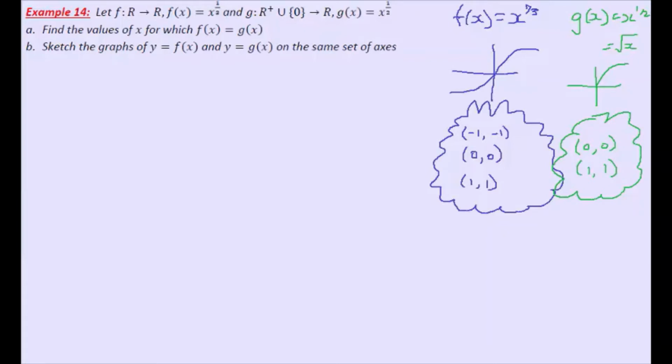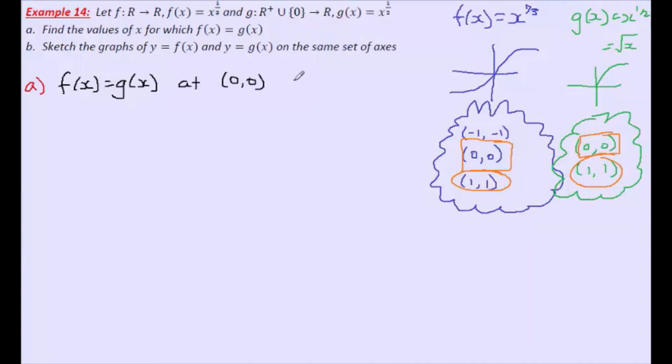So if I want to just use my knowledge of power functions, I can answer part A where it says find the x values where they equal each other by saying, well, this is common to both and this one's common to both. So therefore my answer to this question would be that f of x equals g of x at the origin and at 1, 1.